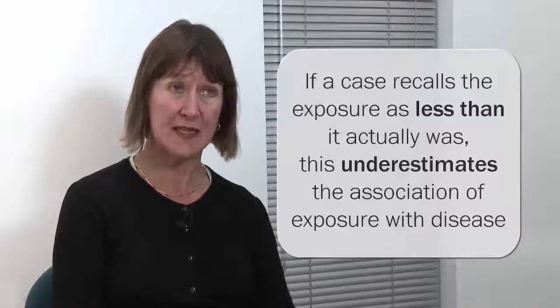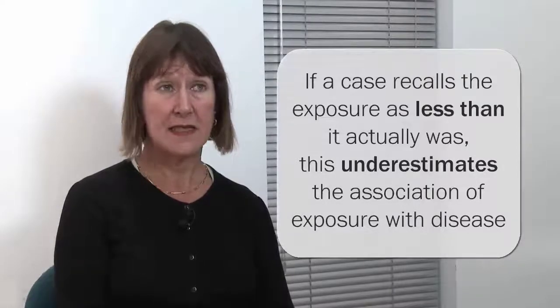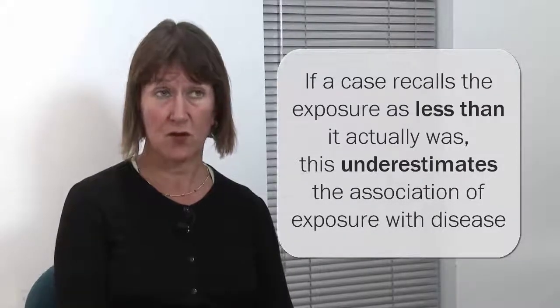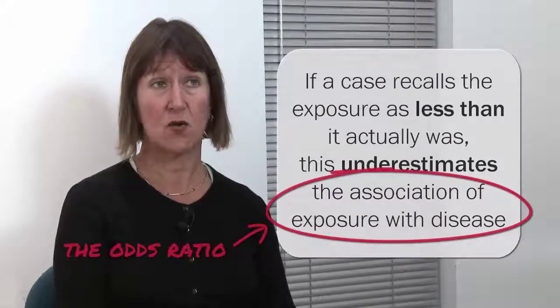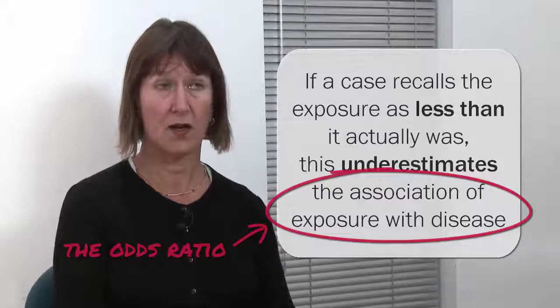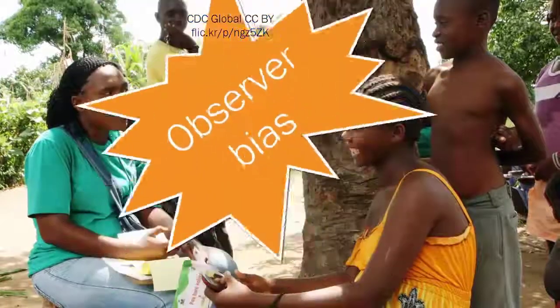Conversely, if a case recalls the exposure as being less than it actually was, this leads to an underestimate of the odds ratio. In this case, the odds ratio is biased towards unity, or 1. When an odds ratio is 1, this means that there is no difference in the exposure between the cases and the controls. What is observer bias?